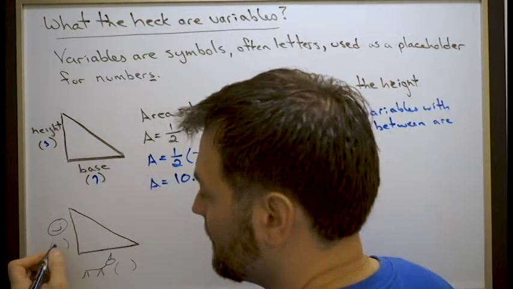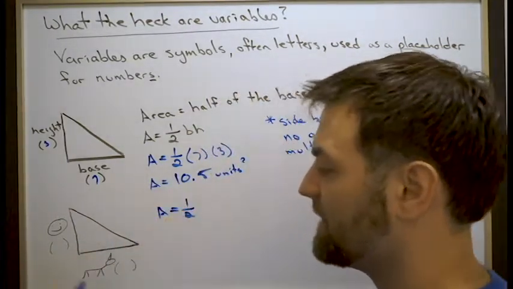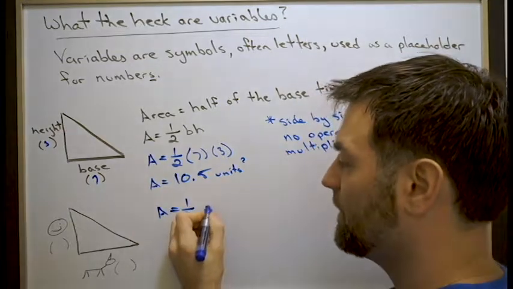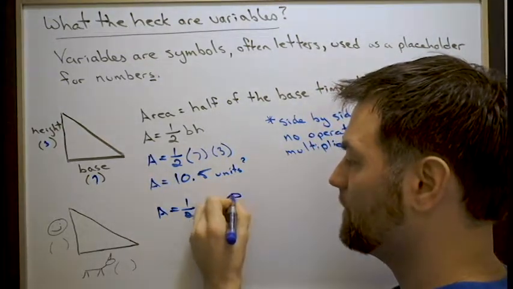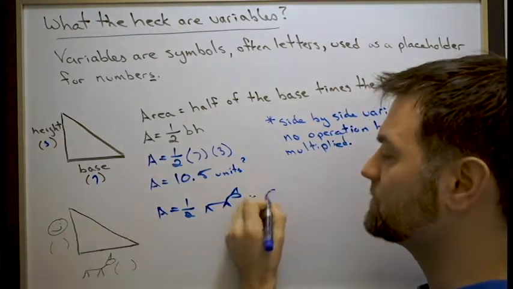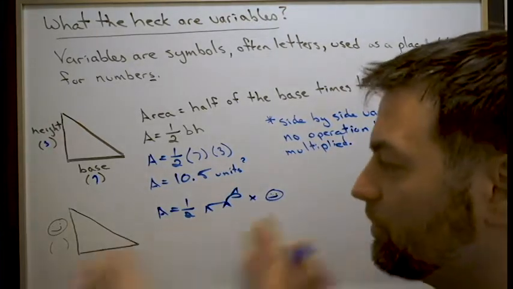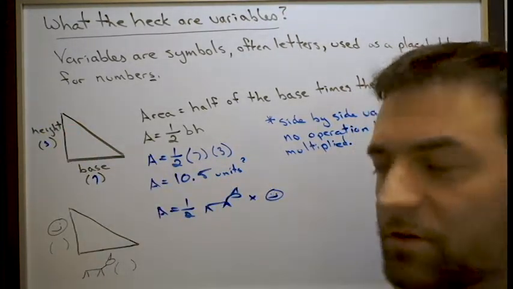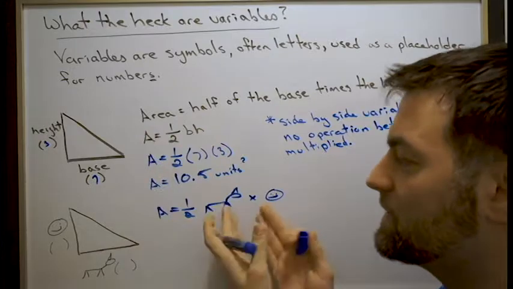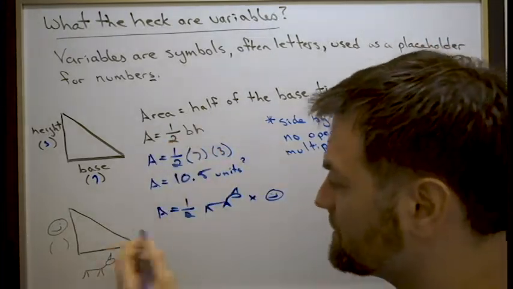So if I put in our area formula, area is 1/2 the base, which is represented by a unicorn, times the height, which is represented by a happy face. Both those equations are the same. There's no difference between B and H and unicorn and happy face, other than this was a little quicker to write. But I can still plug in numbers.